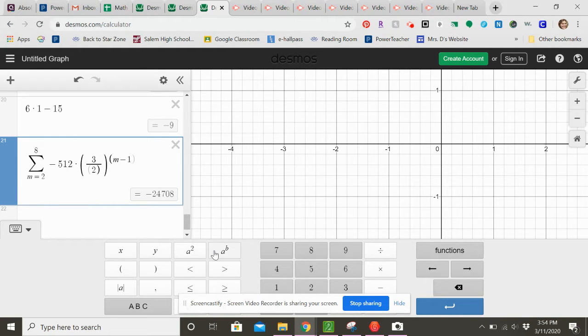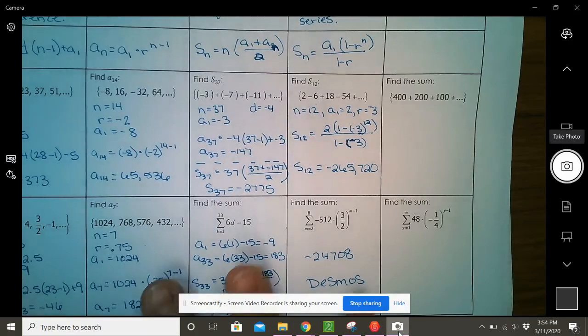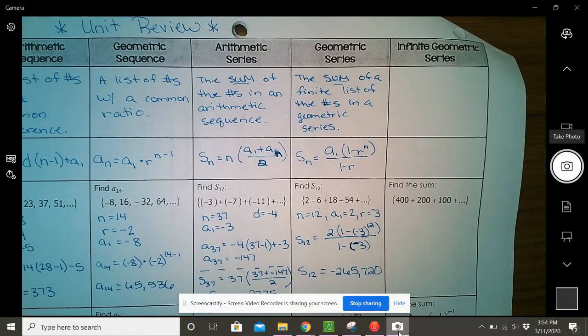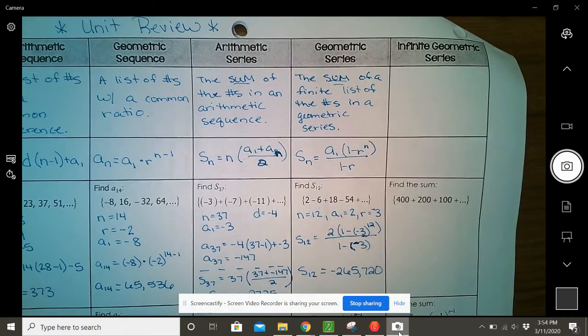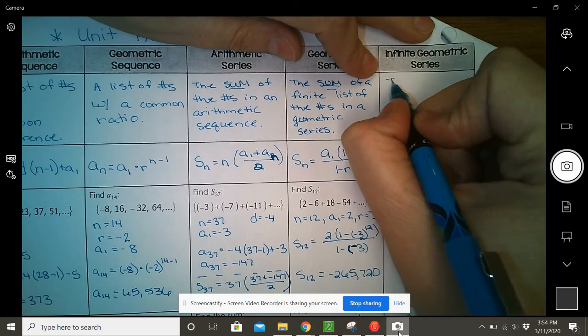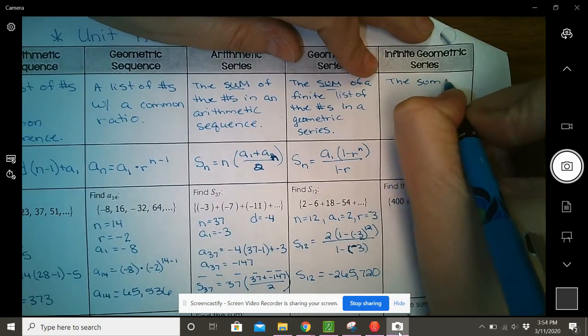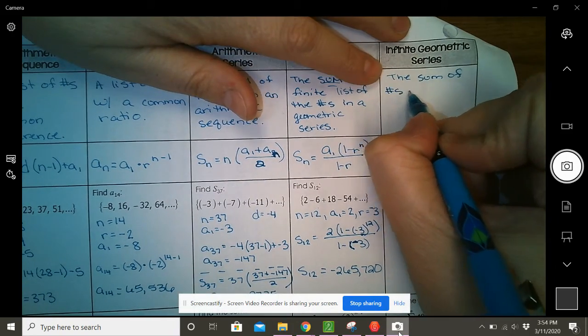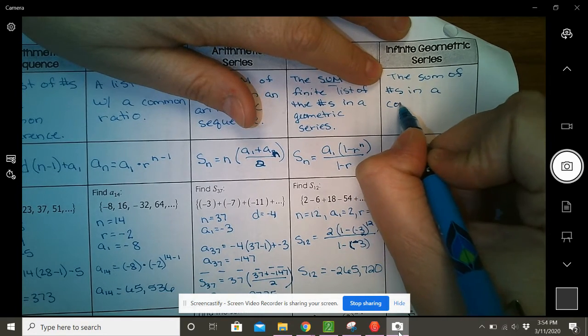One more thing to go. And it is your infinite geometric series. You guys, it is definitely a sum because it's still a series, but it's the sum of an element in an infinite series, and the only ones we're really worried about is the convergent series. So it's the sum of numbers in a convergent series.